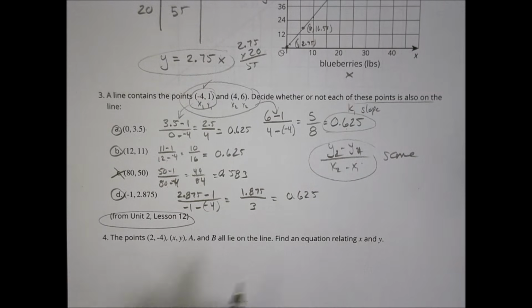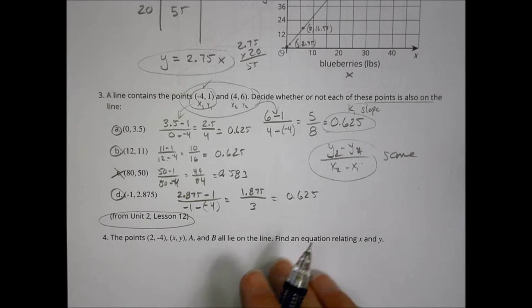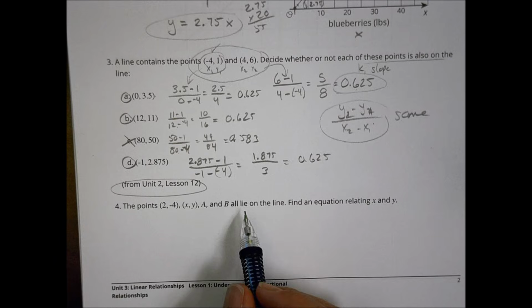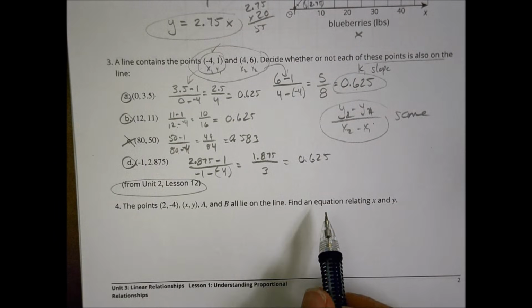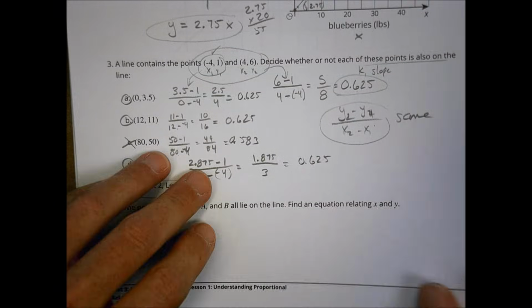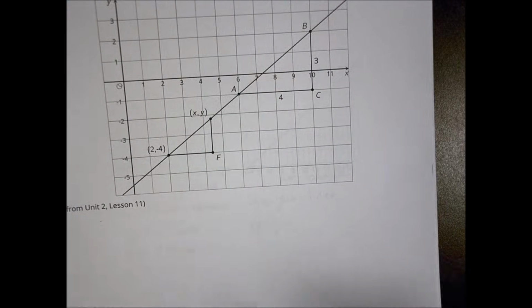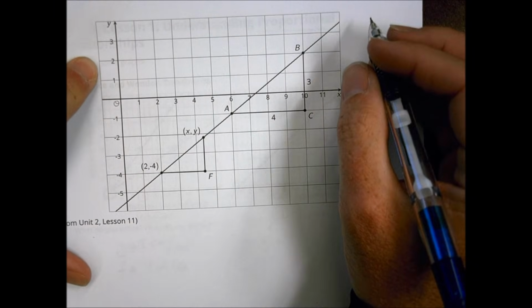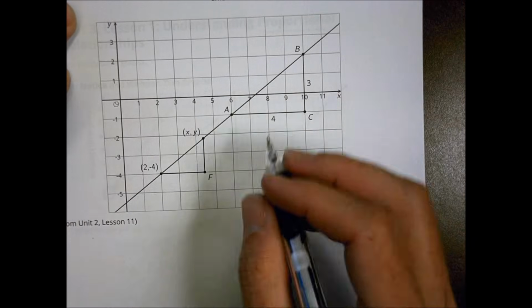Number 4, it says the points 2, negative 4, x, y, and a and b all lie on the line. Find an equation relating x and y. Okay, so we're looking over here at this next one. These guys are on the line, and we want to write an equation for this line. To do that, let's look at some points that we are given.